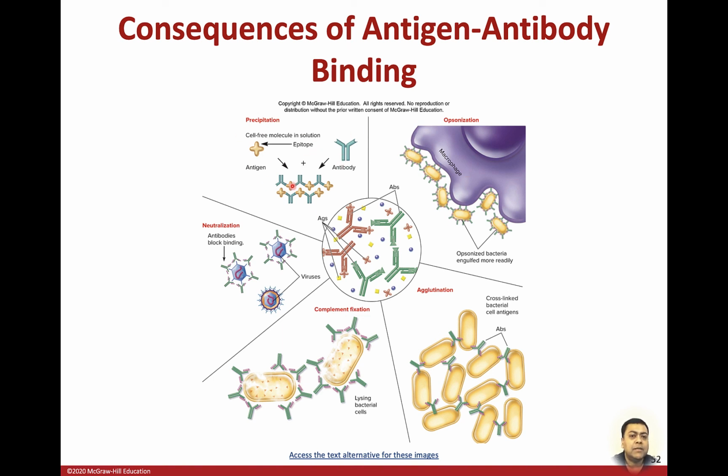The second thing is precipitation. Large antigens can bind to these epitopes and form a lattice-like network, and that can precipitate these antigens. Usually, most of the time, this precipitated antigen-antibody complex can be taken up by the phagocytic cells for destruction. Also, it can bind, say, for example, a virus, for neutralization. This can block by binding.